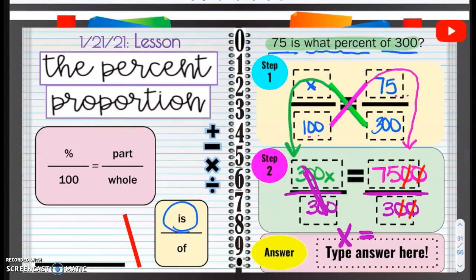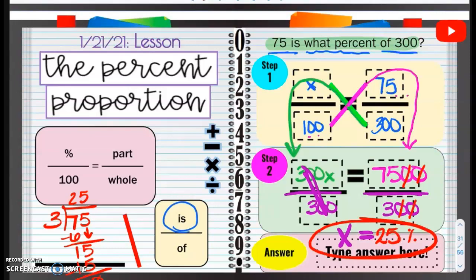All right, so when we have 75 divided by 3, 3 can go into 7 2 times. You multiply that and you get 6. Subtract, you get 1. Bring down that 5. 3 can go into 15 5 times. 3 times 5 is 15. Subtract, you get 0. So our answer is going to be 25. So you can really put 25% because 75 is 25% of 300.